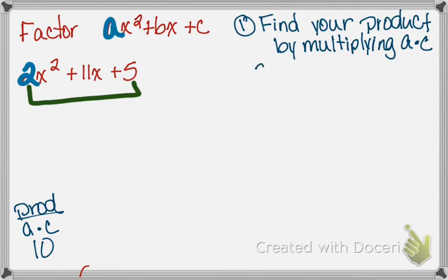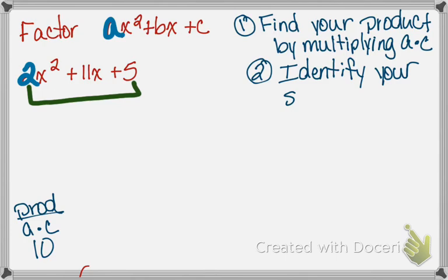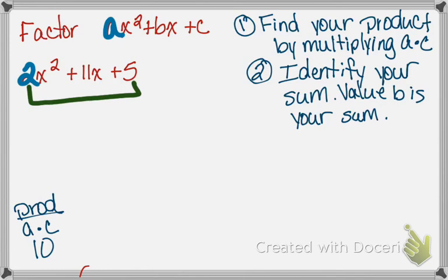Now, identify your sum. And your sum is still the value B. Value B is your sum. So what's my sum in this situation? 11. So it's still my B value.